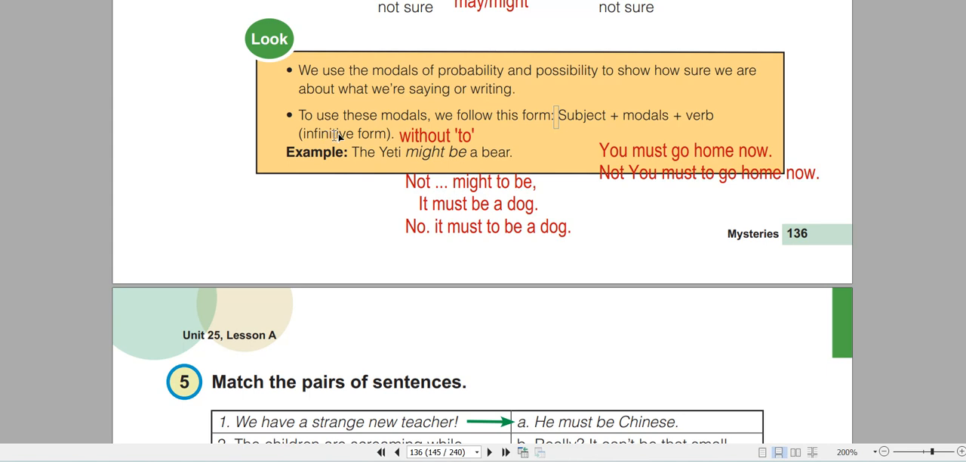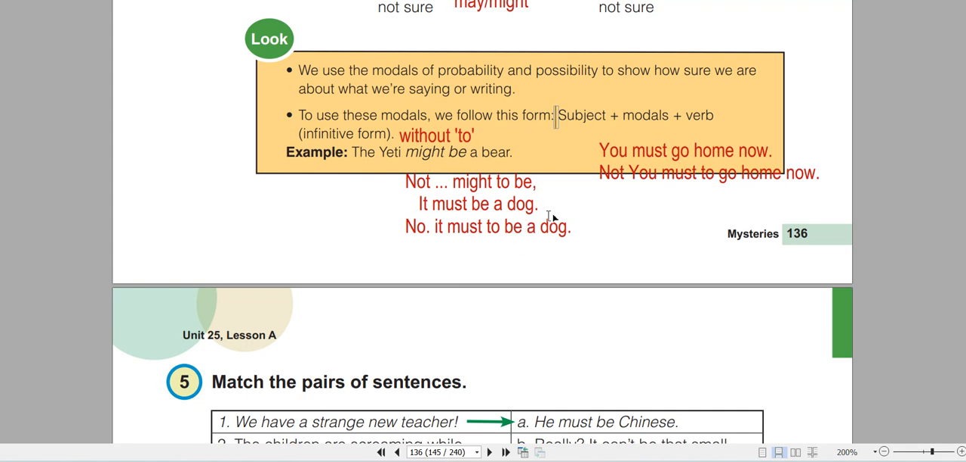When you say infinitive form, it means that we don't use to. Or the to-infinitive form, we use with to actually. But just here, I would like to revise it again. When we say infinitive form, it means that we do not use to, yes, without to. For example, the yeti might be a bear. We don't say might to be, not might to be a bear.